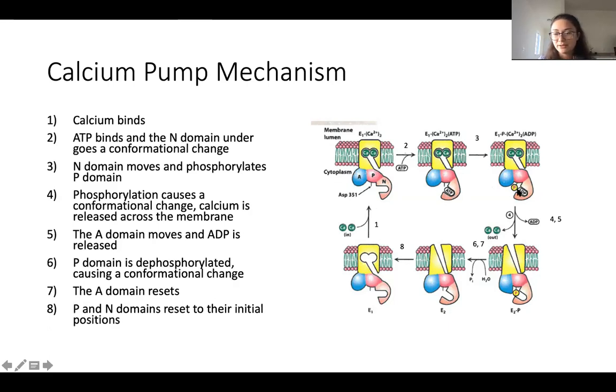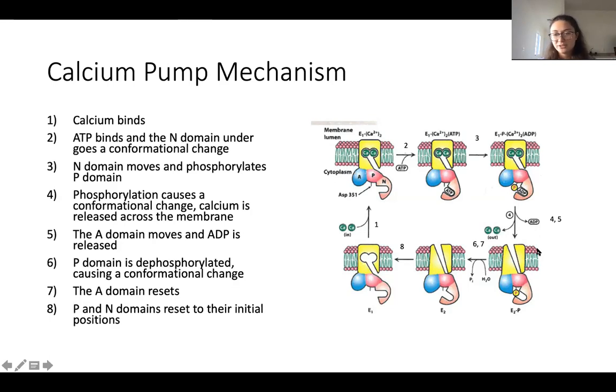And then it will phosphorylate the P domain. That'll cause a conformational change. We see calciums being released on the other side of the membrane. And then we also see that the A domain is moving from here to here. So those steps are kind of happening at the same time.